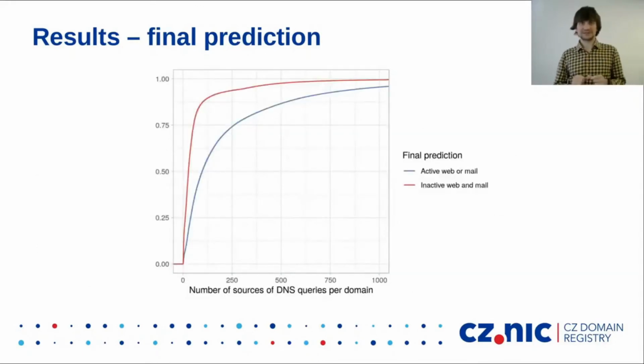And we also checked DNS traffic. Basically, we counted number of distinct DNS sources for a domain, because we believed the more sources appear in DNS queries, the more popular the domain is. So on the chart, we can see cumulative distribution of the number of sources of DNS queries per domain. And we can see that active domains were much more popular than inactive domains. However, we can still observe that there were queries for inactive domains.